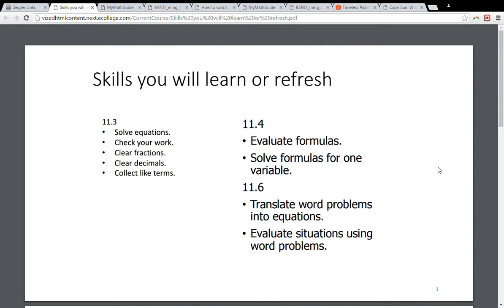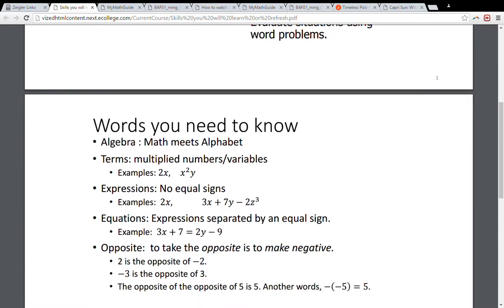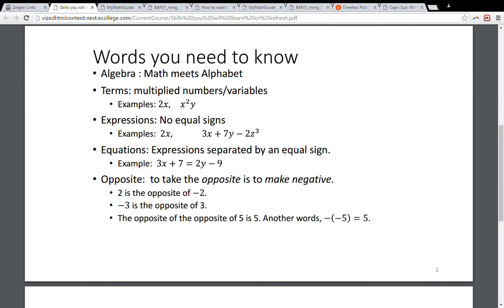And then in 11.6, you'll be dealing with word problems or application problems, translating from the word problem into equations, and then evaluating situations based on those word problems. Here are some terms you need to know. We'll be using them throughout.